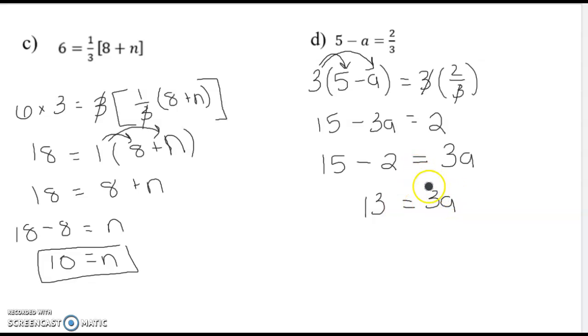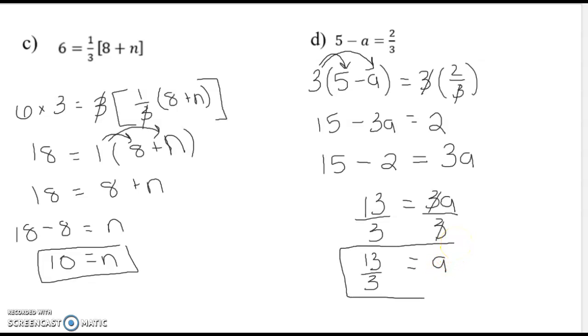And now we have to solve for a. So because it's multiplied by 3, we have to do the opposite, which is divide by 3. If you do it on one side, you have to do it on the other. And because 13 divided by 3 does not go evenly, we can leave it 13 over 3. And 3 divided by 3 is 1, so we just have 1a. And that's our final answer.